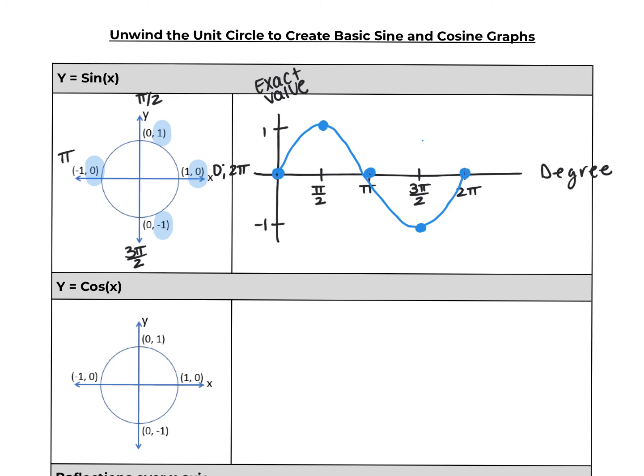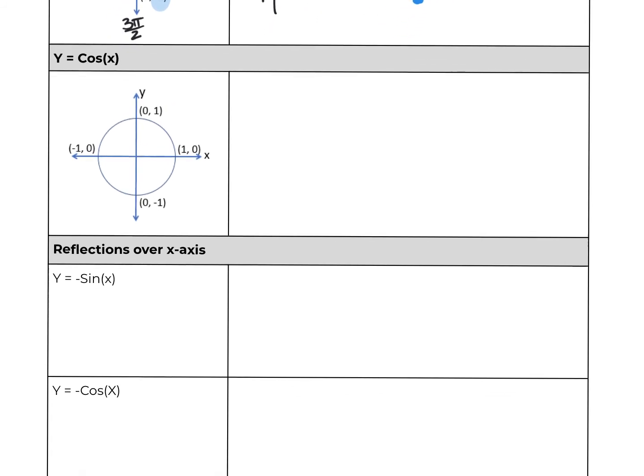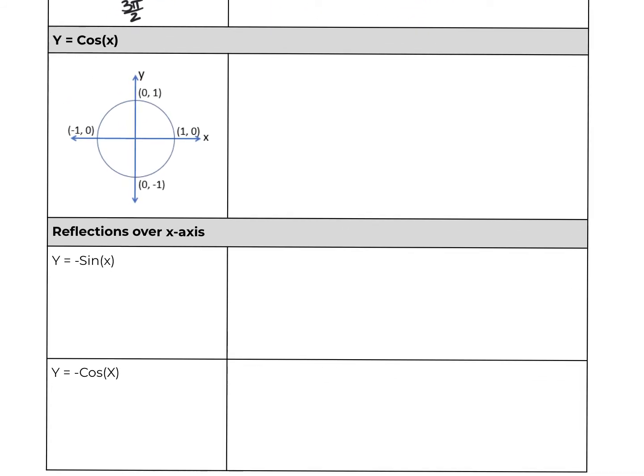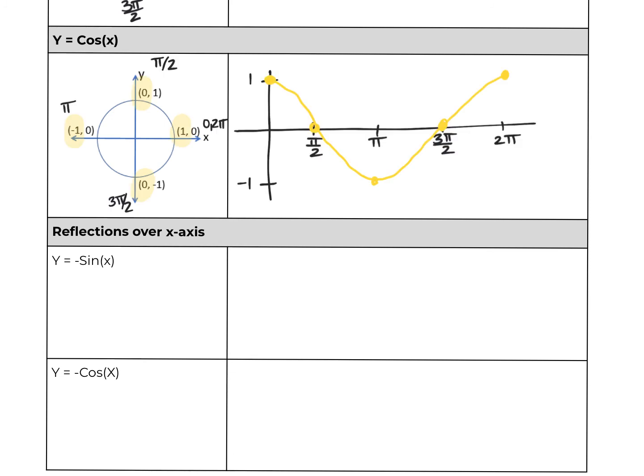All right, I'd actually like you guys to try to graph cosine, then pause the video until you've done so, and then hit resume for the answer. All right, here we go. This is what I got.